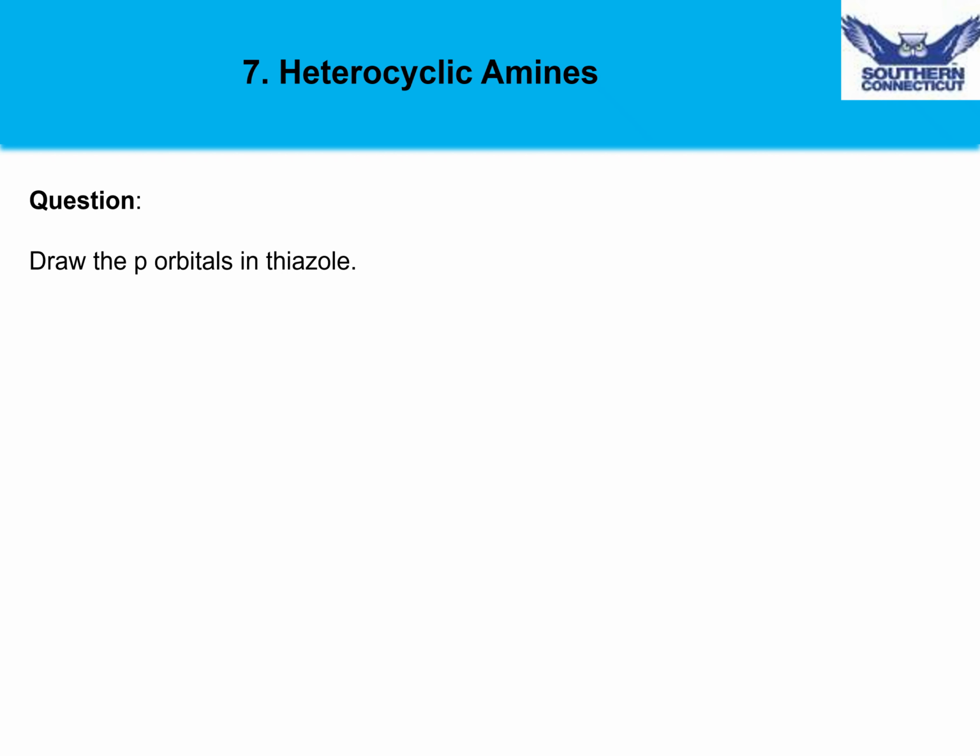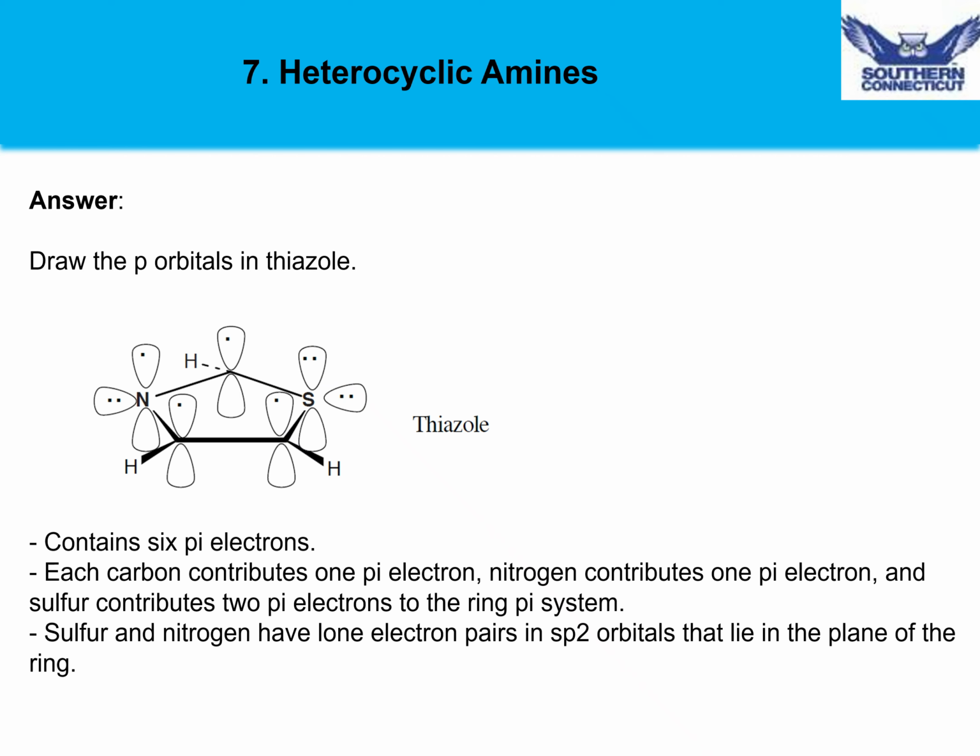In this question, we want to draw the p orbitals of a molecule we just saw, which is thiazole. It is a 5-member ring with a sulfur, a couple of double bonds, and a nitrogen here. Thiazole is a molecule that contains 3 carbons, 1 nitrogen, and 1 sulfur.